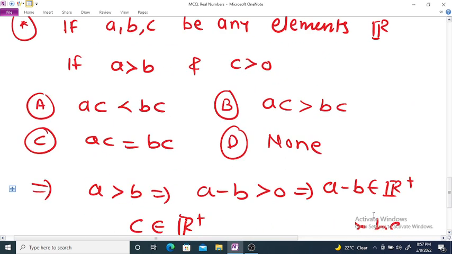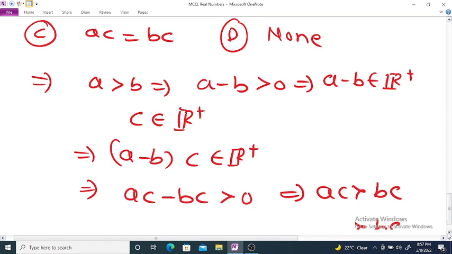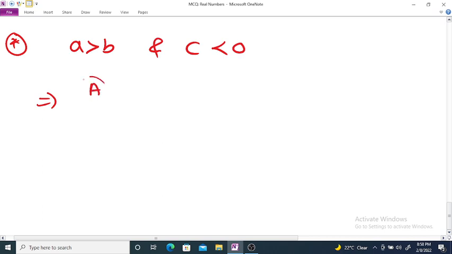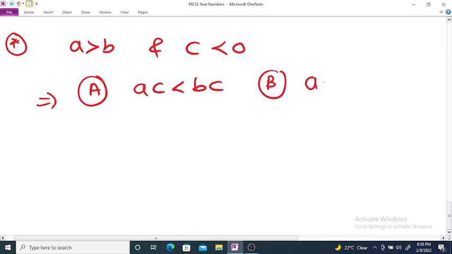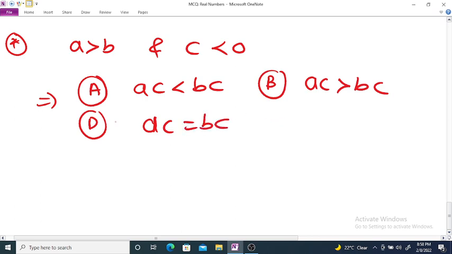So the correct option is what? AC greater than BC. Similarly, next example: say A, B, C are any real numbers with A greater than B and C less than 0. Then option A is AC less than BC, option B is AC greater than BC, option C is AC equal to BC, and option D is none.